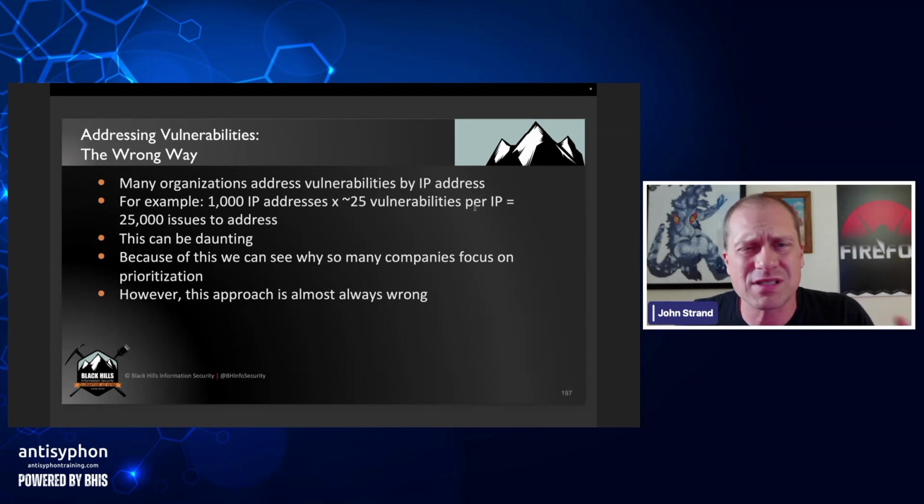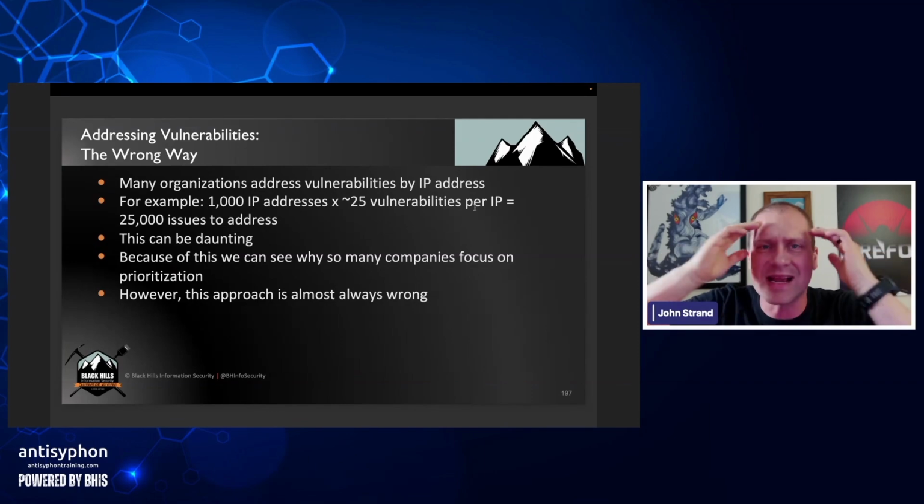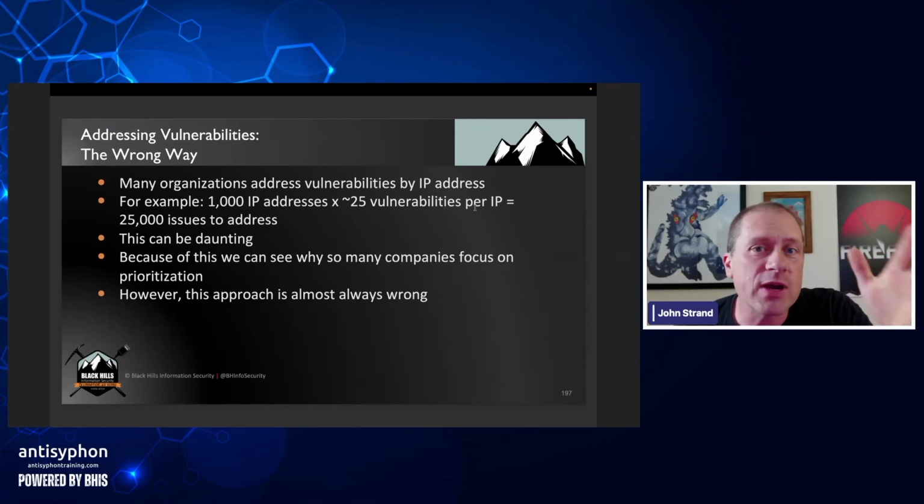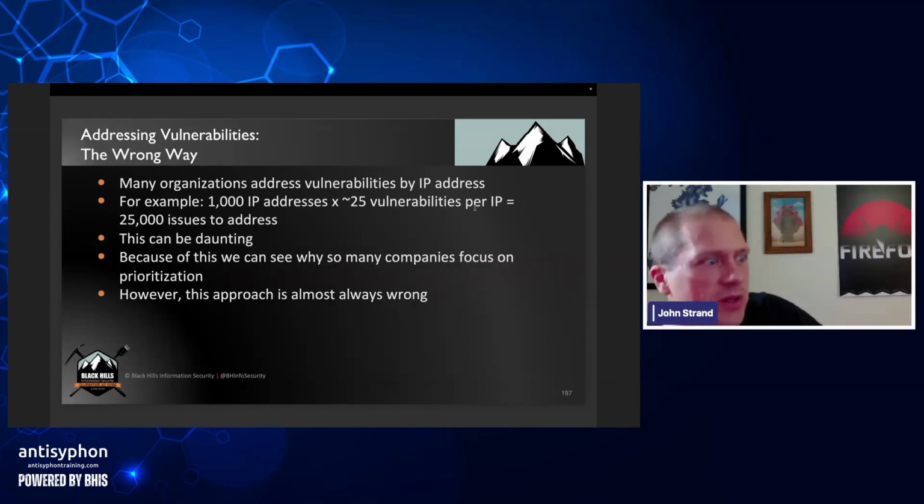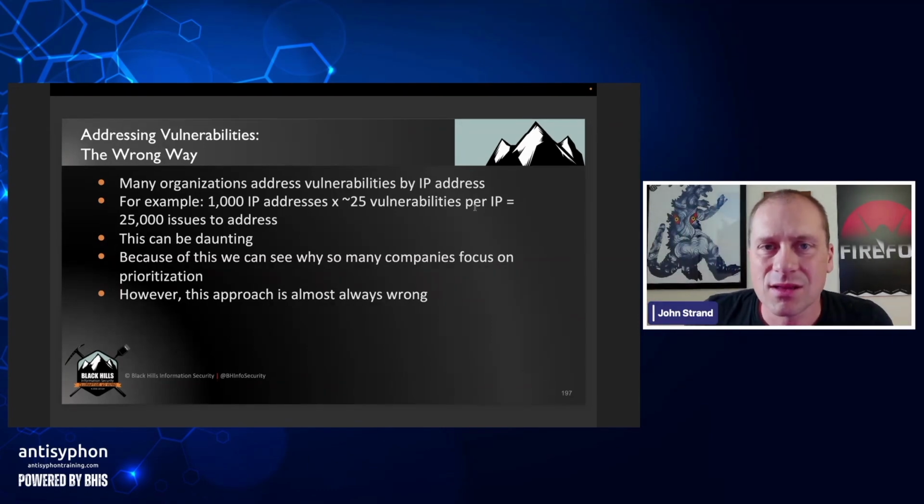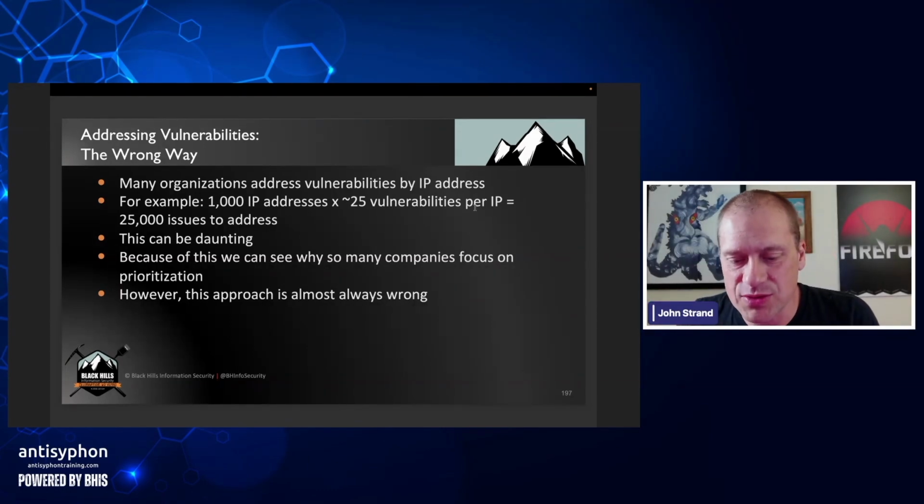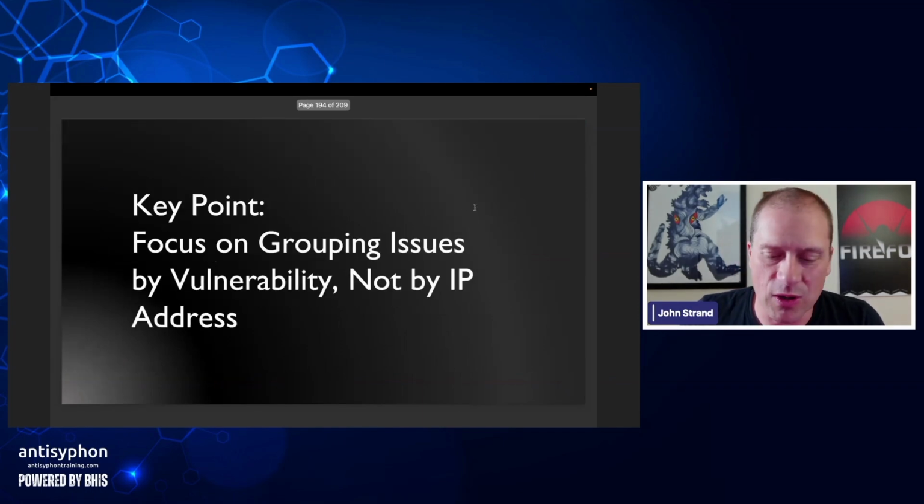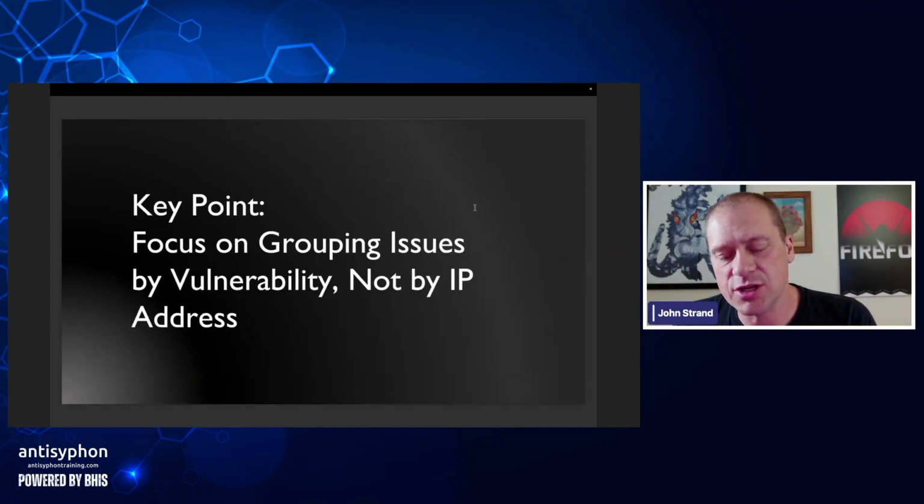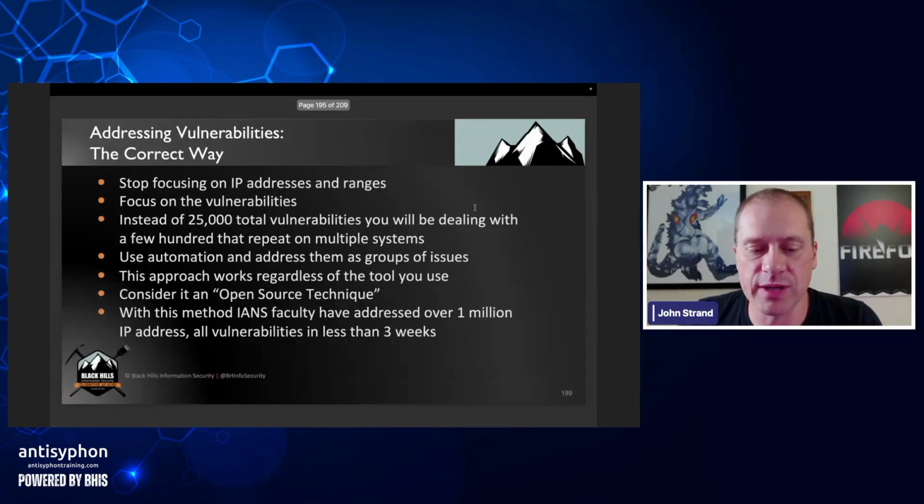Like somehow Tenable and Rapid7 have these people floating in liquid that can see into the future and precog. They can tell you which vulnerabilities the attackers are going to go after, right? No, that's not the way you do this. This way is almost always wrong. Instead, what I recommend is that you focus on grouping issues by vulnerability, not by IP address. Why do I recommend doing it this way?